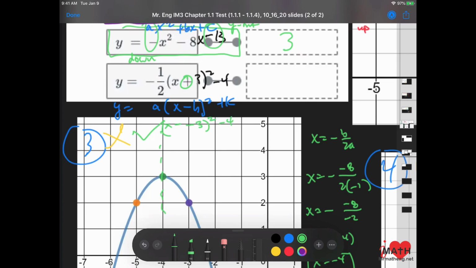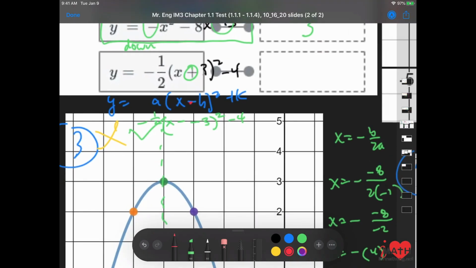Let me see if I can make that a little bit more clear. The formula has this red subtraction sign. Okay, what does that imply? That implies that h value is negative 3. The k value is negative 4. Okay, so that's my vertex. And then a is negative. So what does that tell us? It opens down, and we have a vertex. Remember, the vertex is the ordered pair h, k. So this would be negative 3, negative 4.